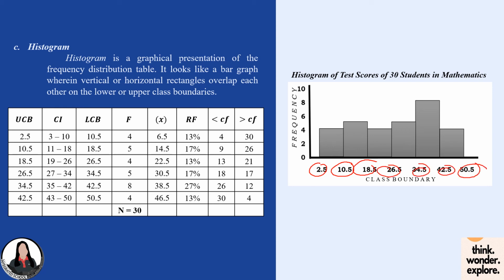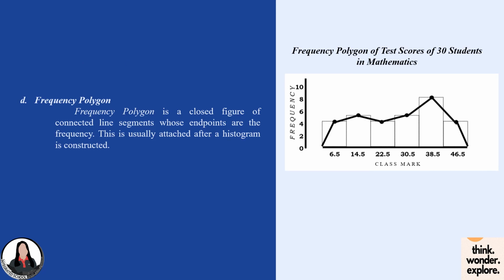Okay po. Next. So for the frequency polygon, this is a closed figure of connected line segments whose endpoints are the frequency. Okay? This is usually attached after a histogram is constructed. So ang endpoints daw niya ay frequency. Okay? So this is an example of a frequency polygon of test scores of 30 students in mathematics.